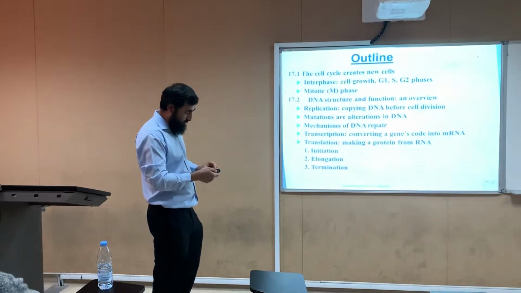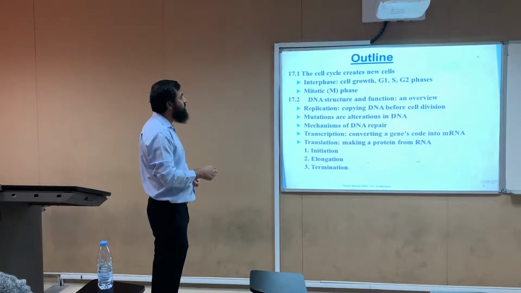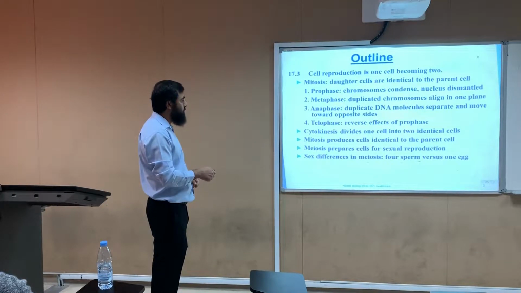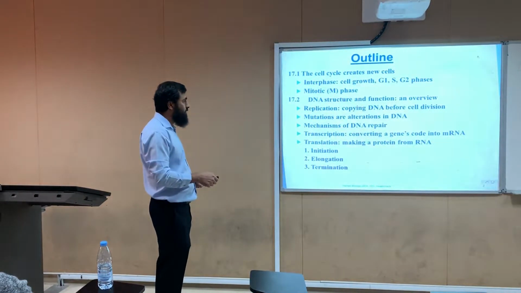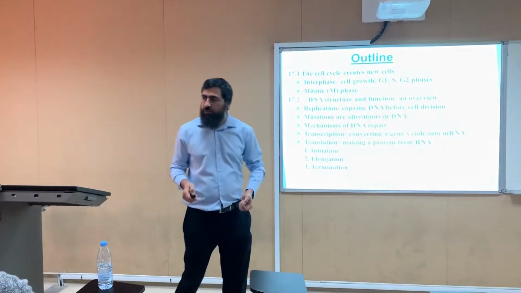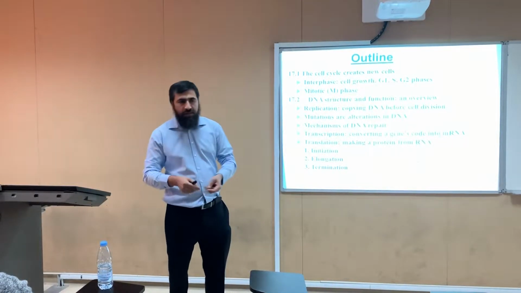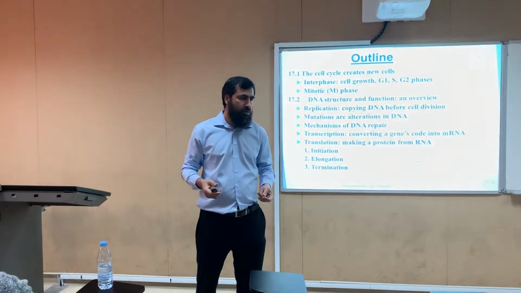Okay. So the outline of chapter 17, from 17.1 to 17.3 we're going to study. Those are the topics we're going to cover in this chapter. First we're going to look at the cell cycle, how it creates new cells. Cells get damaged, you need to replace them, so the cell cycle is very important for that.